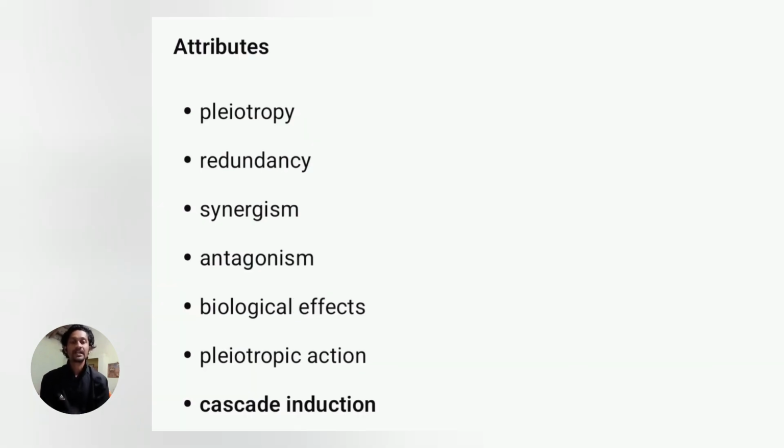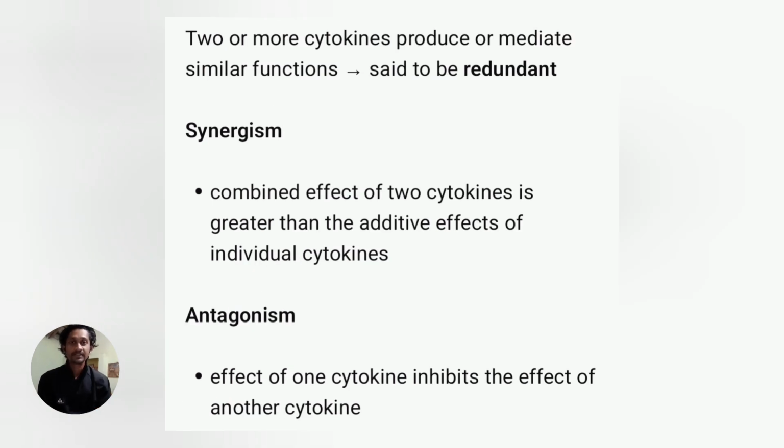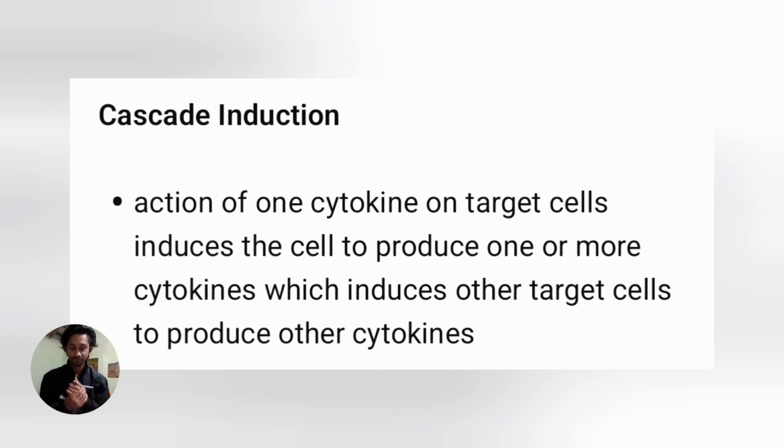Cytokines have several properties like redundancy, synergism, and cascade induction. Redundancy means two or more cytokines that mediate similar functions are said to be redundant. Synergism means the combined effect of two or more cytokines is greater than the additive effect of the individual cytokines. In antagonism, the effect of one cytokine inhibits the effect of another cytokine. In cascade induction, the action of one cytokine on a target cell induces the production of cytokines, which in turn target other cells to produce other cytokines.